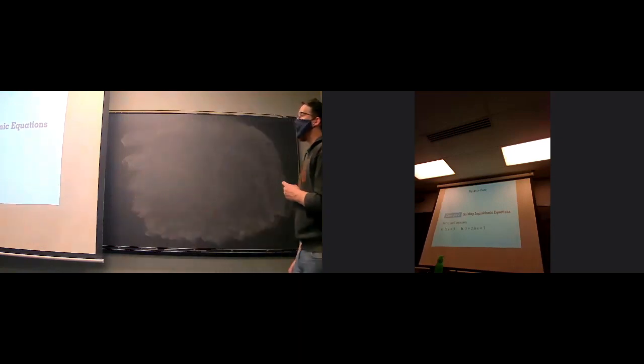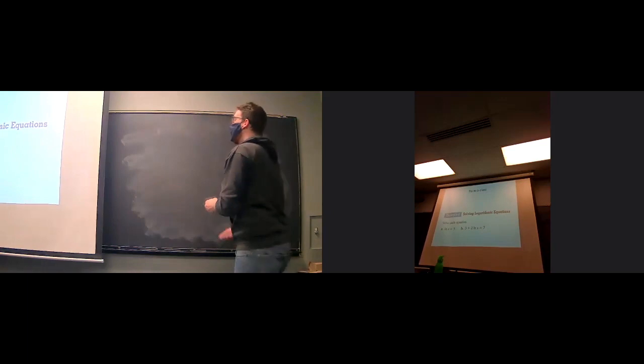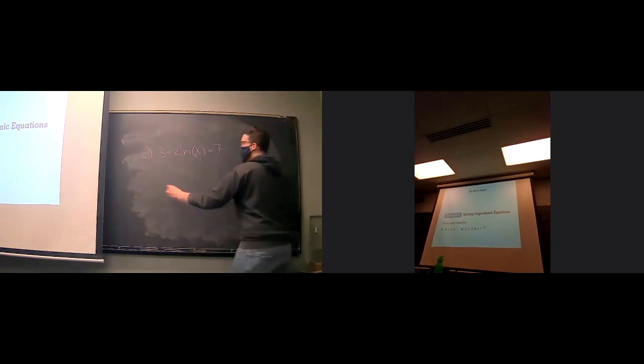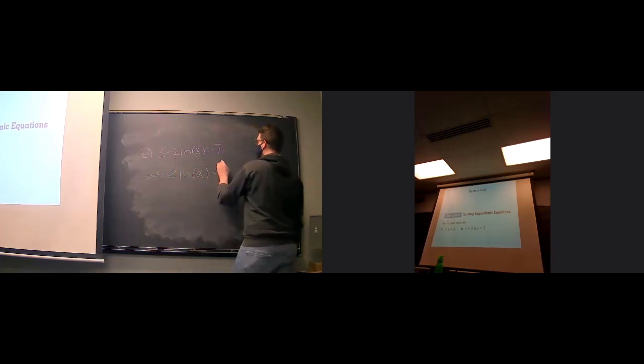This next example, we're going in the opposite direction, right? So let's consider, again, B. In B, we're told that 3 plus 2 times the ln of x is equal to 7. We want to solve for x. Well, this is going to tell us, subtracting 3 from both sides, that 2 times the ln of x is equal to 4.